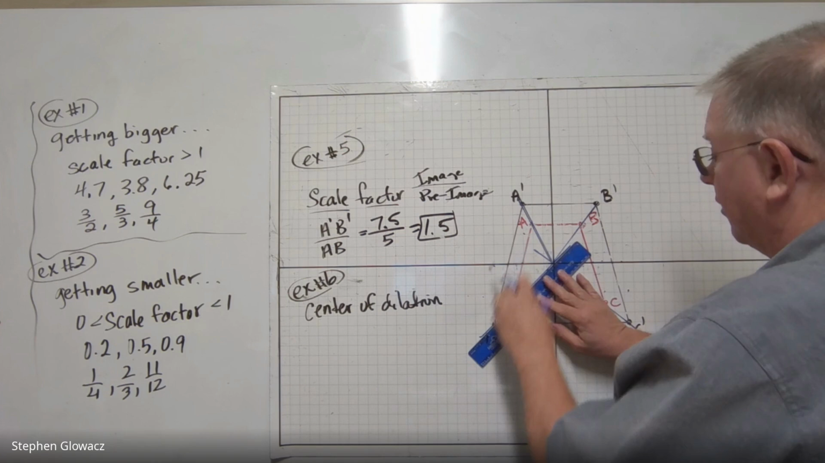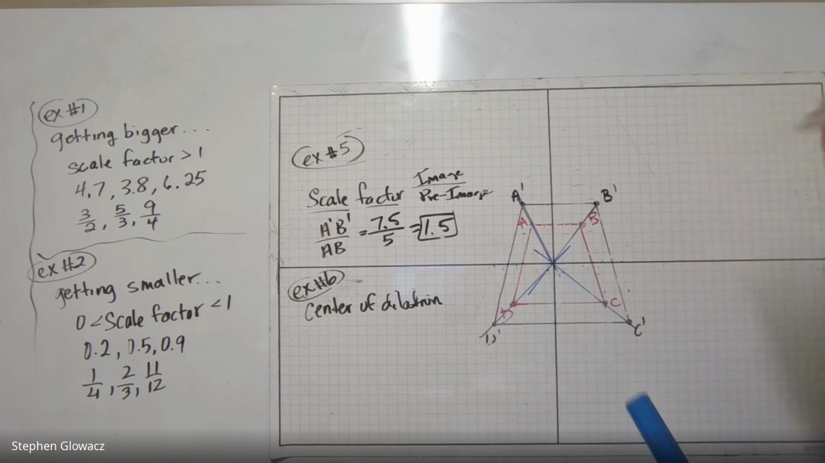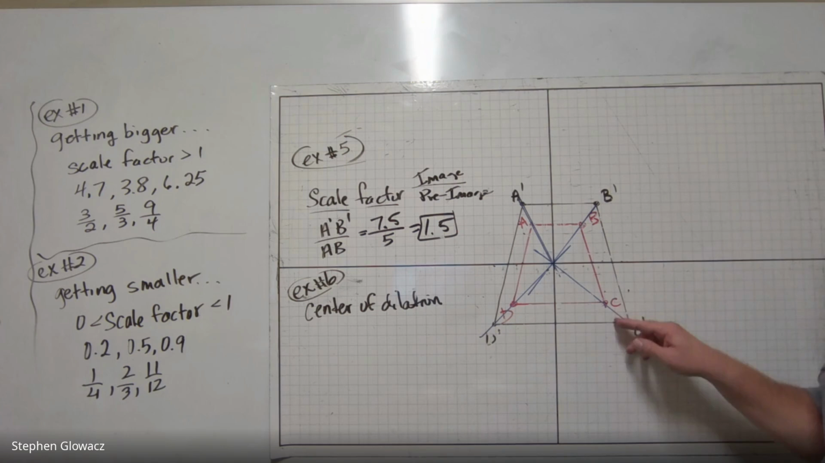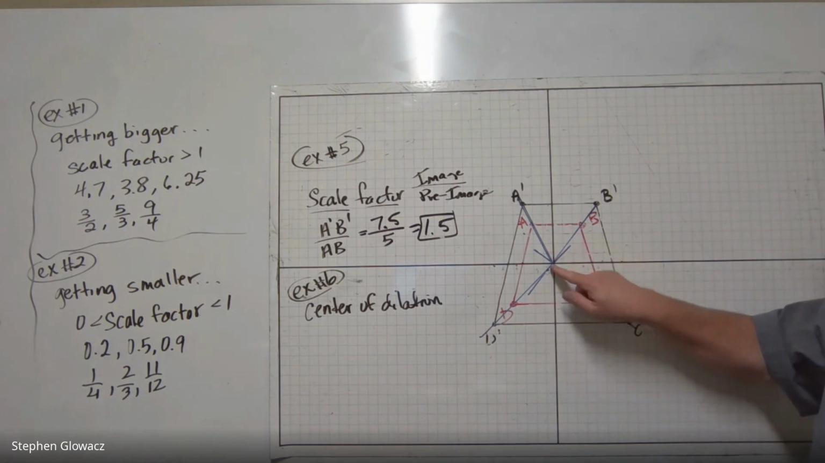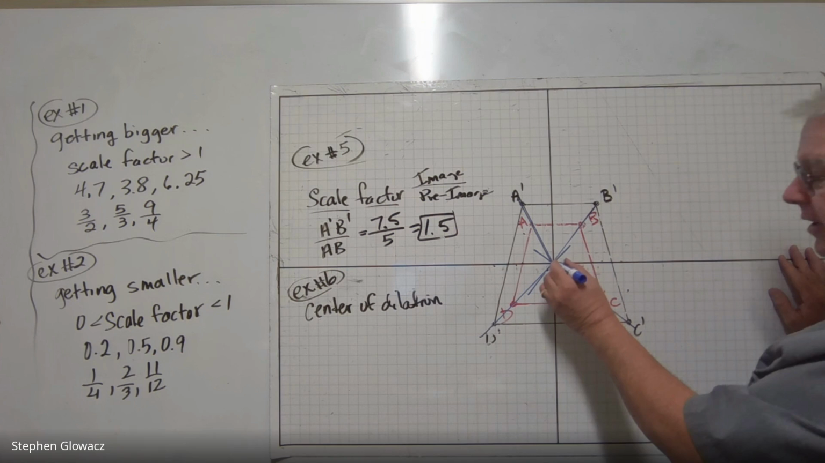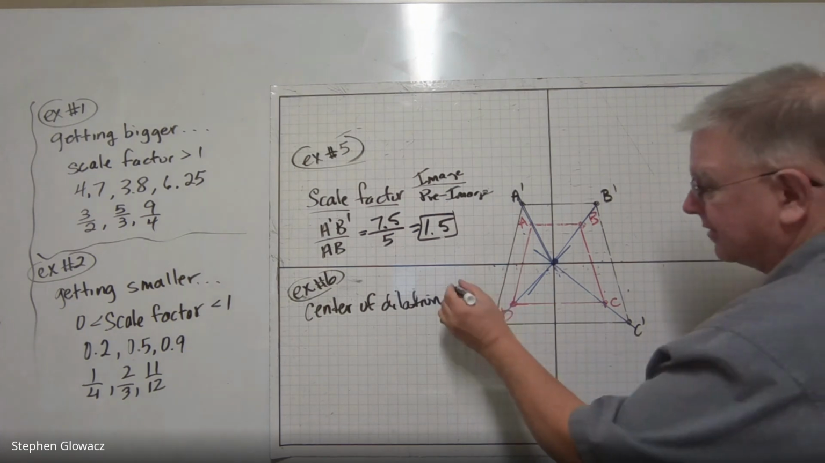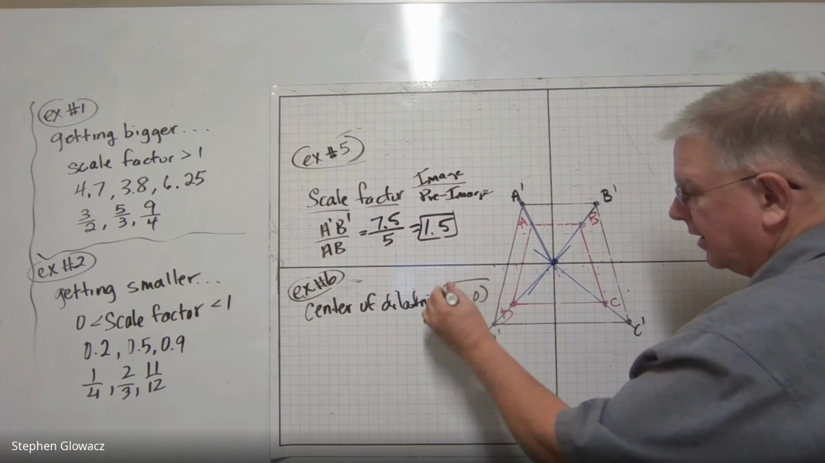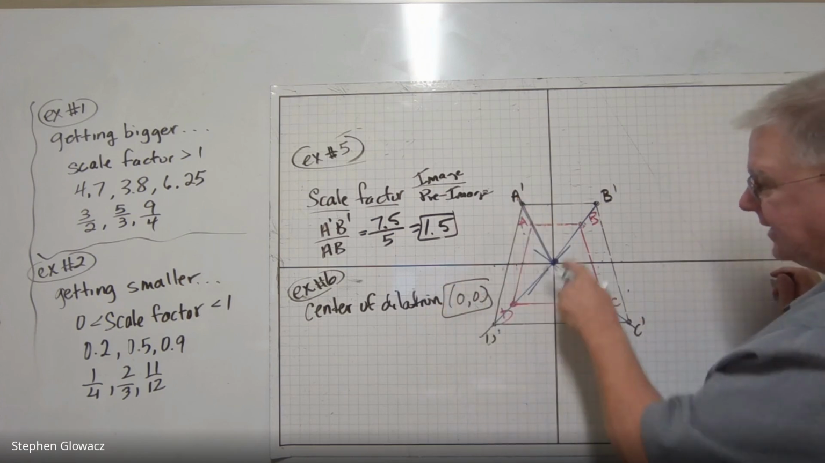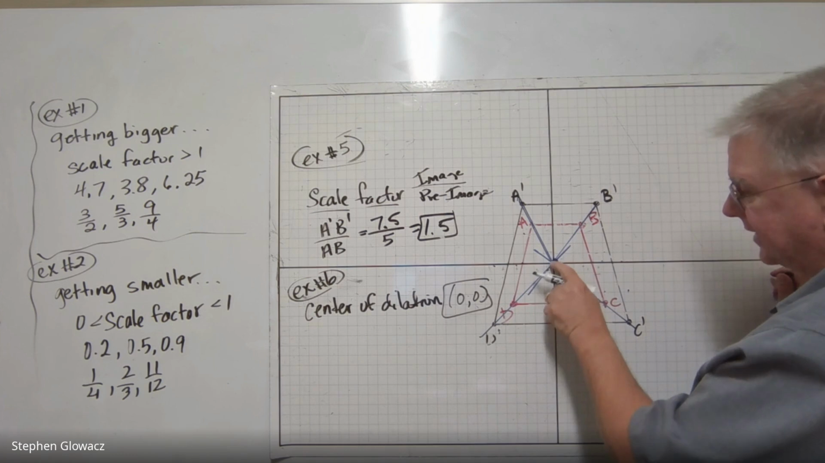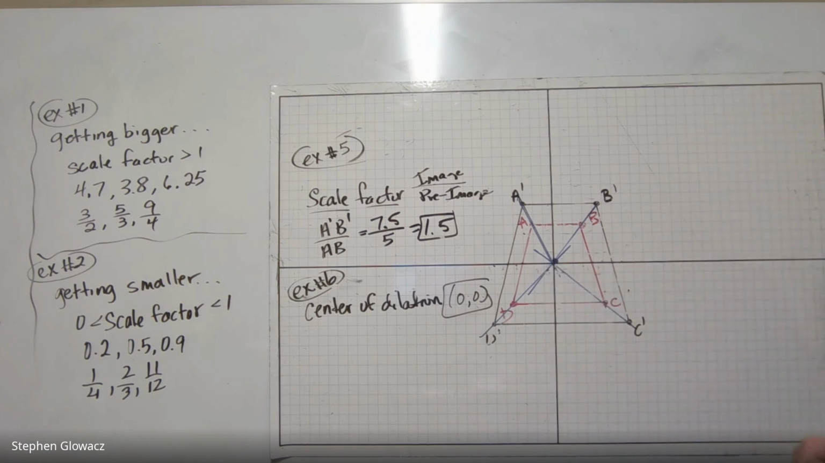And there we go. All right, so for this one, you can see that all four lines once again intersect right at the origin where the X and Y axis meet. And so once again, our center of dilation is going to be 0, 0, because all four lines, the A's, the B's, the C's, and the D's, intersect at the origin.